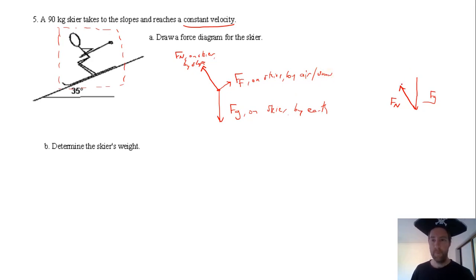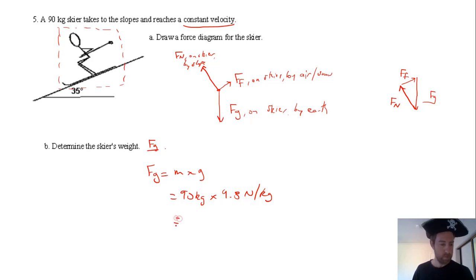Okay, we've got this guy here. Determine the skier's weight. That's another name for the force of gravity on the skier. And that is equal to their mass times the gravitational field strength, which is 90 kg times 9.8 newtons per kg, which equals 90 times 9.8, 882 newtons. My 8s were bad. Let's do them again.